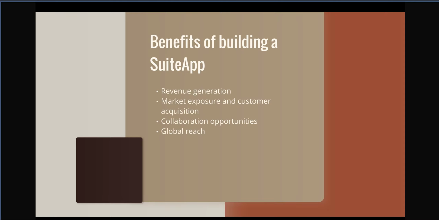And finally, global reach. The SuiteApp marketplace offers a global platform, allowing you to reach businesses and users across different geographical regions. This is indirectly helping your organization to reach out to different regions where customers are based out of, and helping organizations tap into new customer pool.